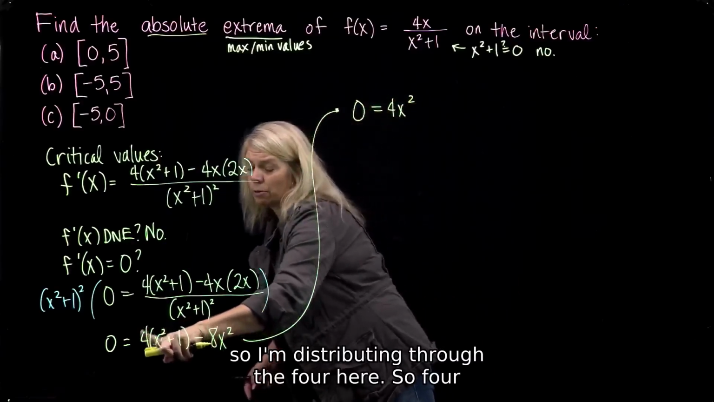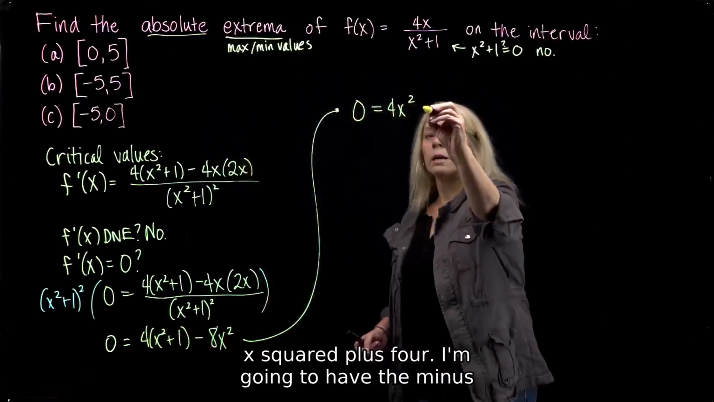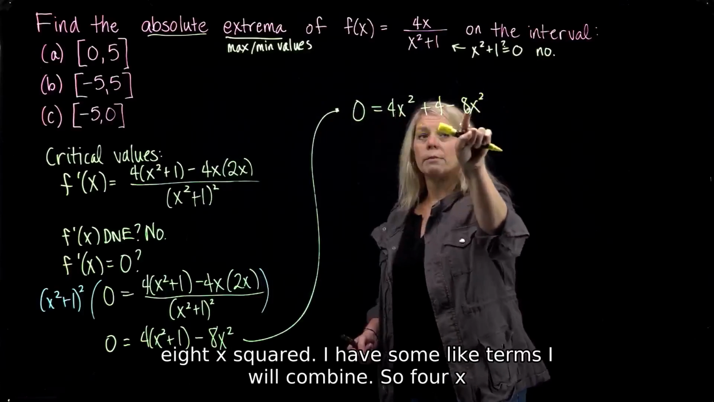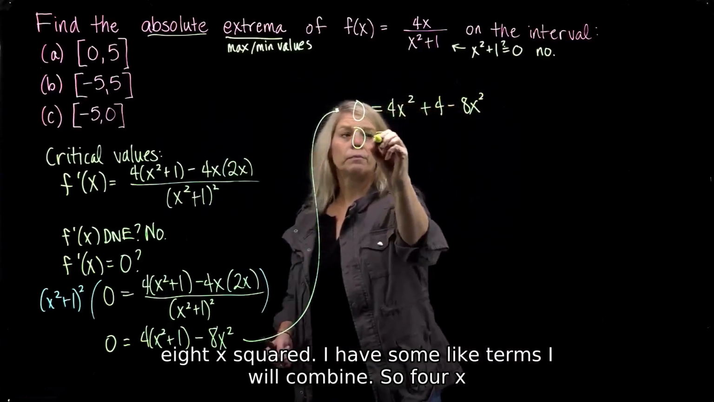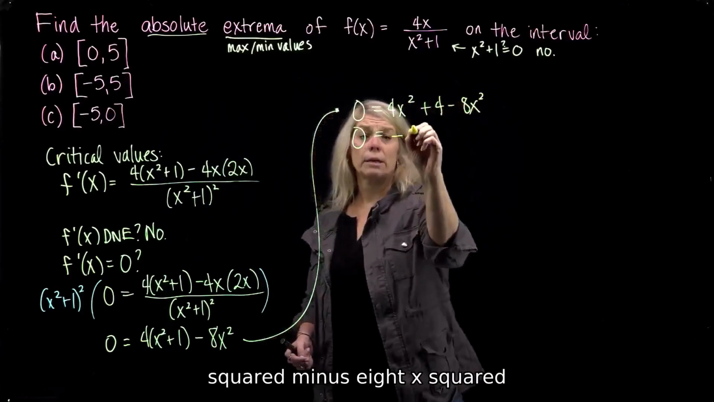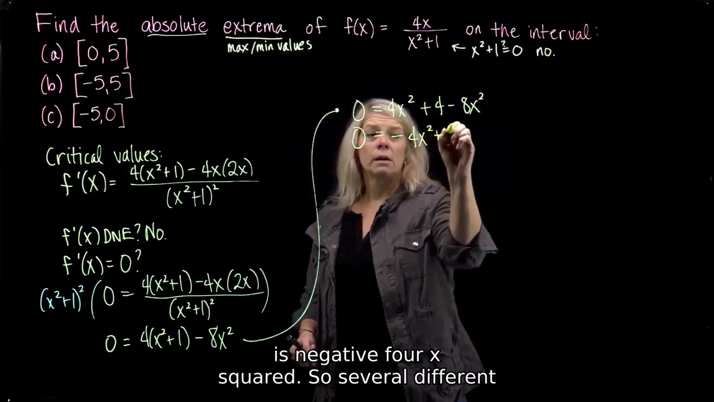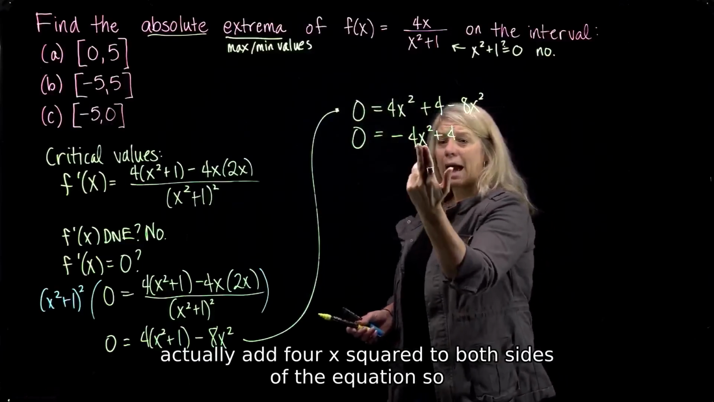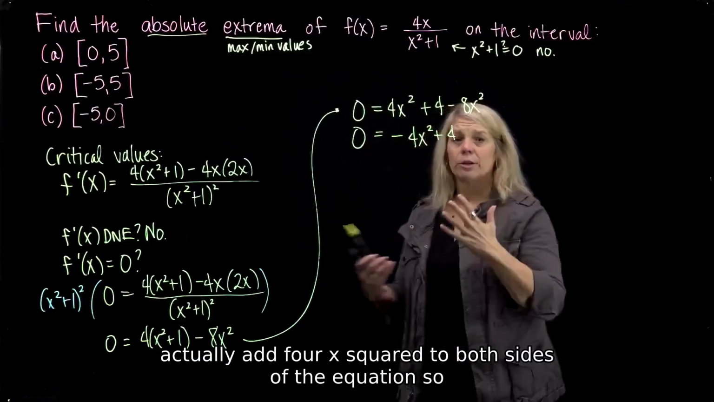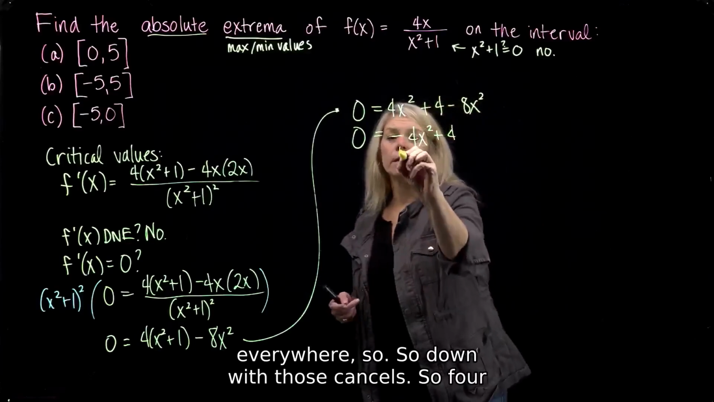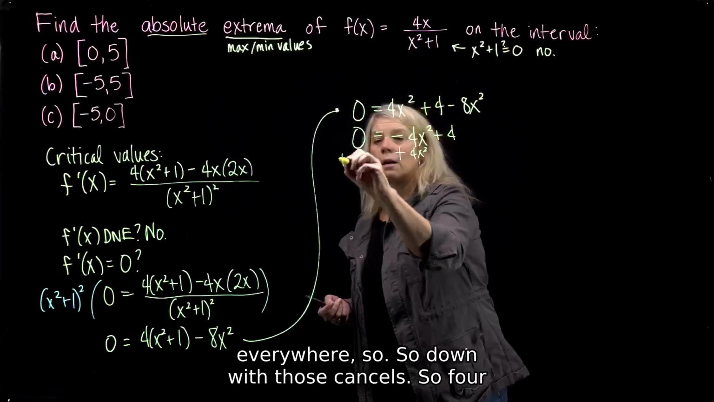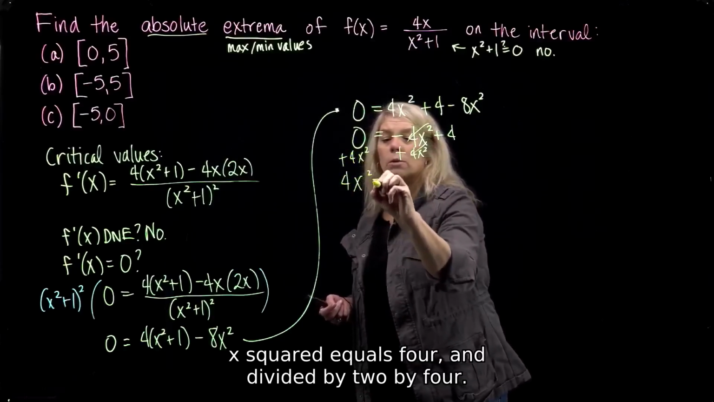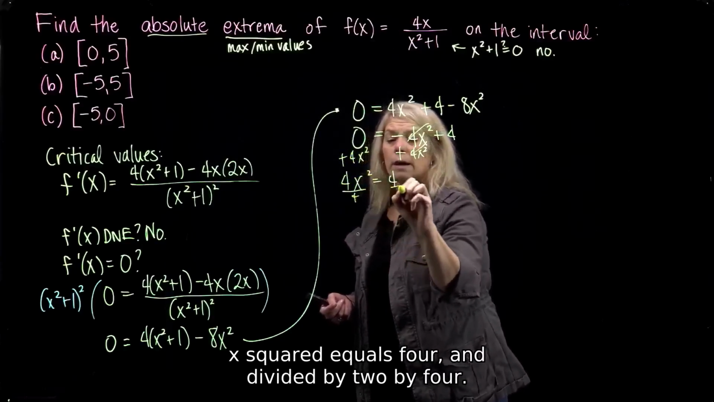All right, so I'm distributing through the 4 here. So 4x squared plus 4, and then I have the minus 8x squared. I have some like terms I will combine. So 4x squared minus 8x squared is negative 4x squared. So several different ways I could proceed from here. I'm going to actually add 4x squared to both sides of the equation so that I have positive coefficients everywhere. That'll make those cancel. So I have 4x squared equals 4, and then divide through by 4.